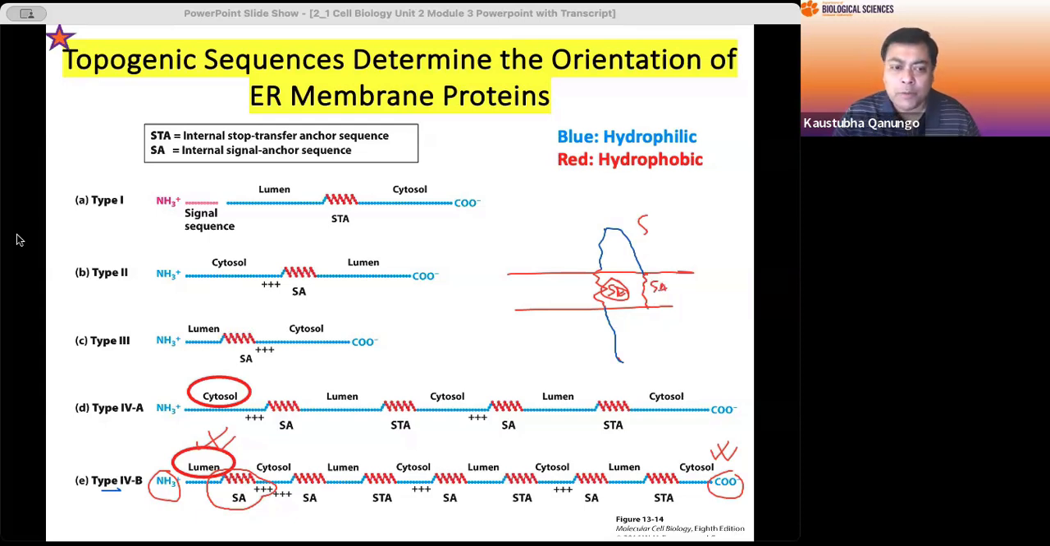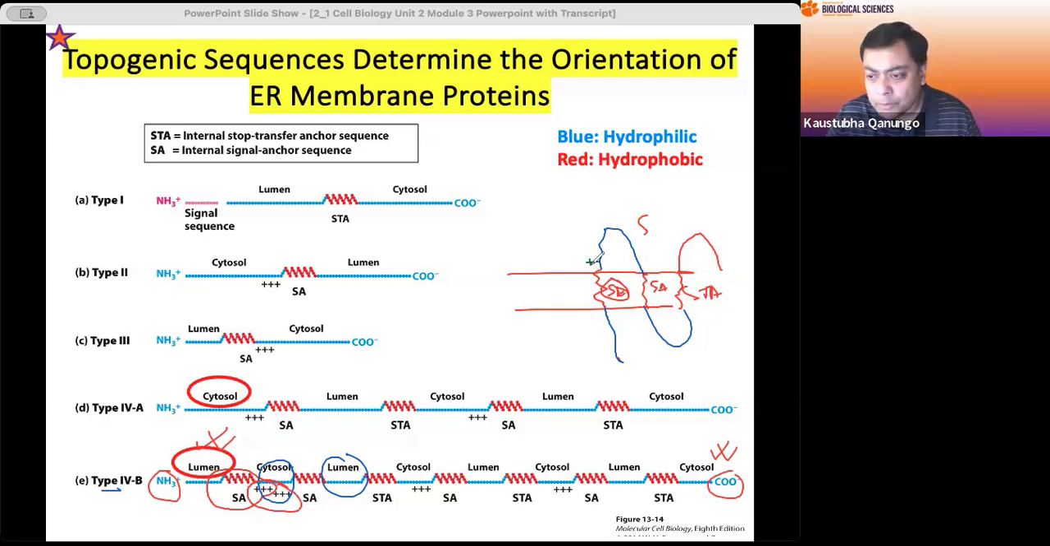Now it is inserted into the membrane. You have the loop right here, and then followed by the red right here. So you will see that the SA and STA will follow. And now you see that the cytosolic side has both the plus ended. So where are the plus charges? Where will I put the plus charges?